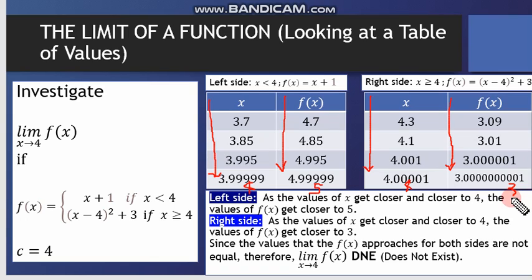So since the values that the f of x approaches for both sides, I mean the left side and the right side, are not equal, therefore the limit of f of x as x approaches 4 is DNE, or does not exist. Again, if the values that f of x approaches for both sides are not equal, the limit of the function as x approaches a certain constant is DNE, or does not exist.